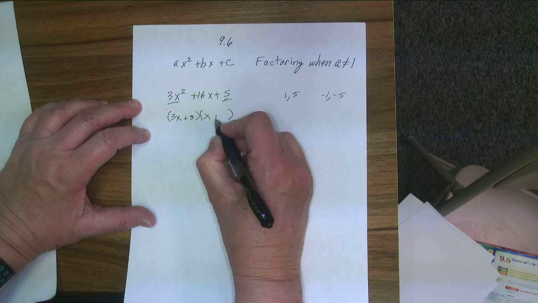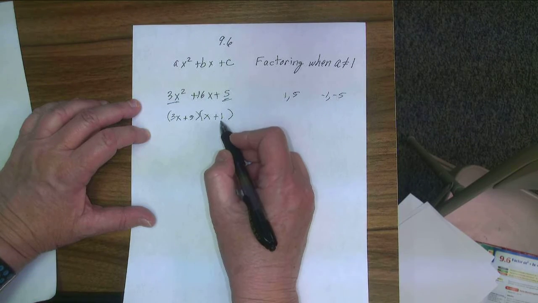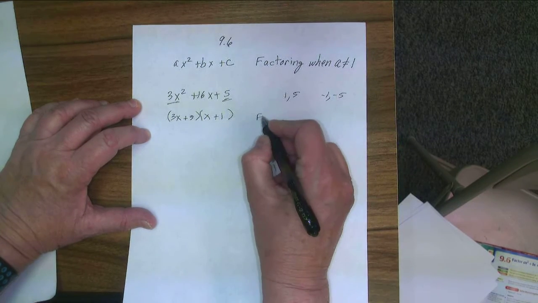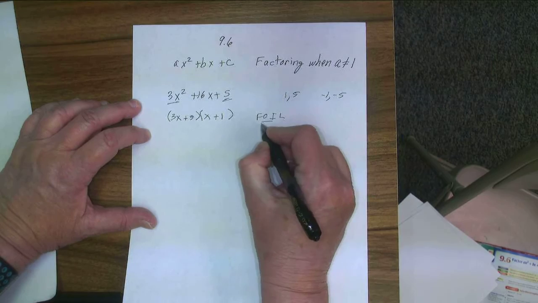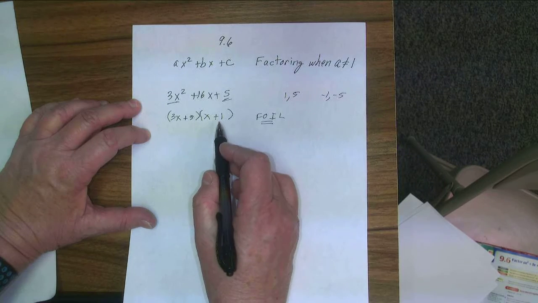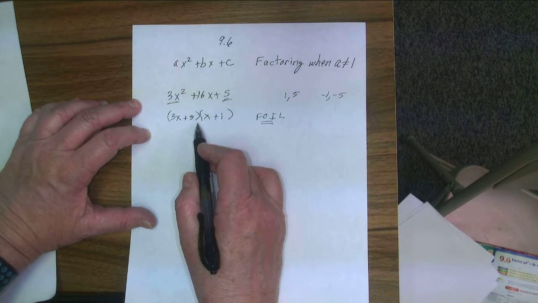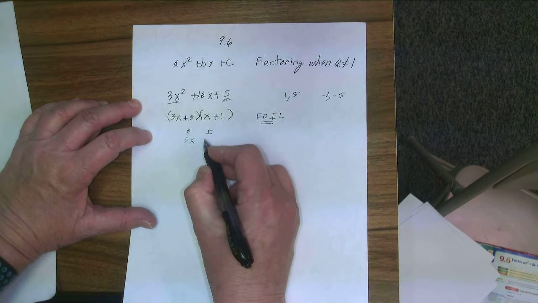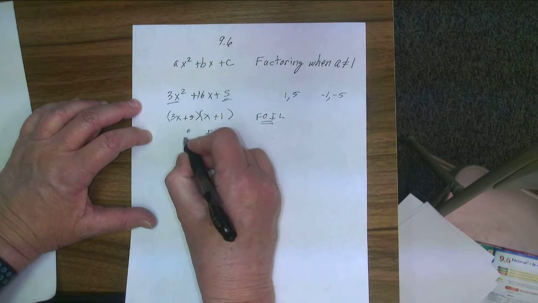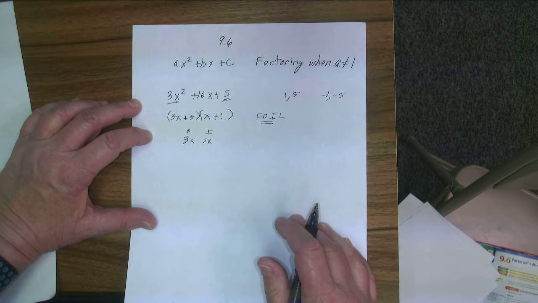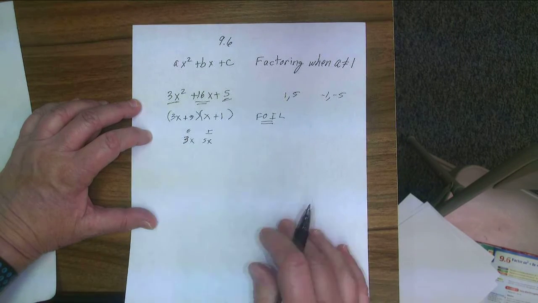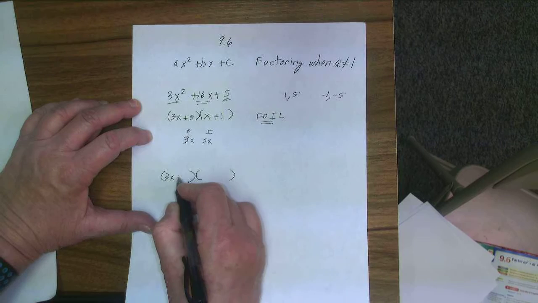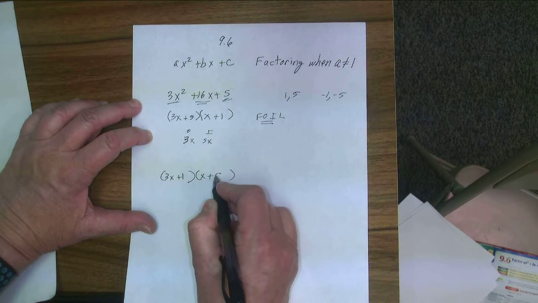incorrectly first. If I put the 5 here and the 1 here, when I check my outers and inners, remember we are going to check by FOIL. When I check the outers, I have a 3x. The inners, I have a 5x. That equals 8x, which is not the 16. So what it should factor into is 3x plus 1 and x plus 5.